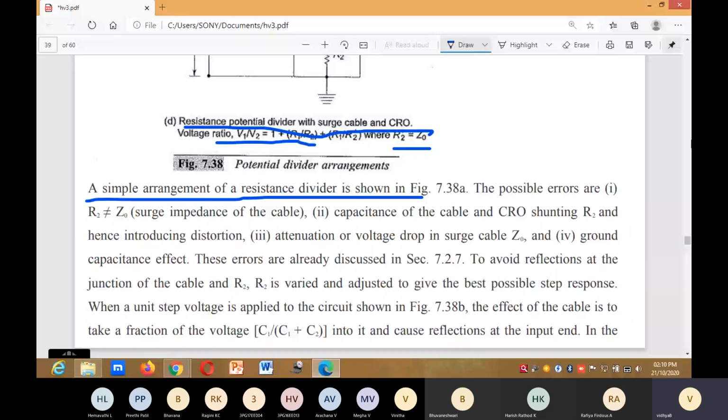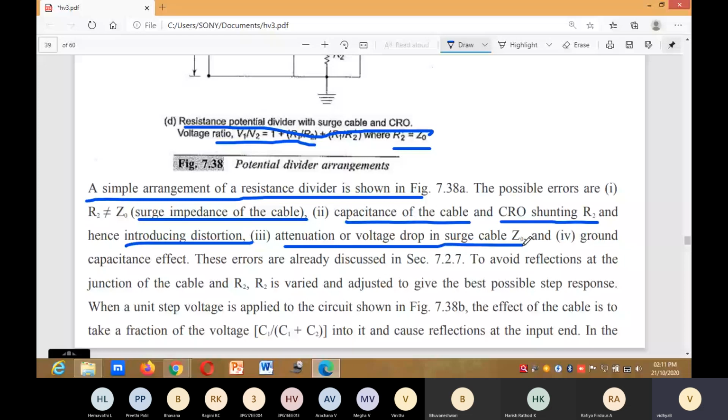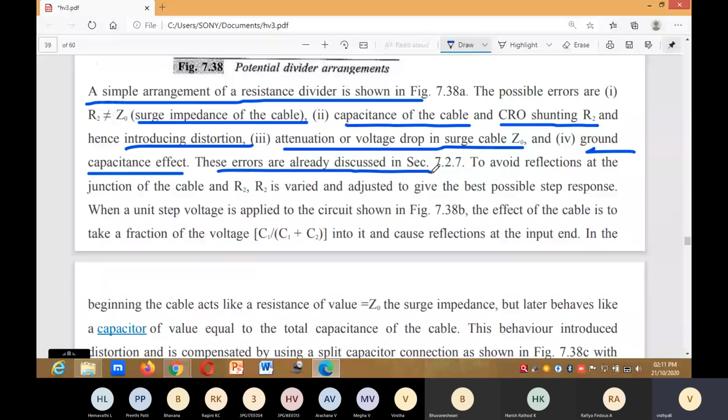The possible errors are: R2 is not equal to Z0, that is the surge impedance of the cable; and the capacitance of the cable and CRO shunting R2, introducing distortion and attenuation or voltage drop in the surge cable, and ground capacitance will also affect. These errors were already discussed in previous classes.